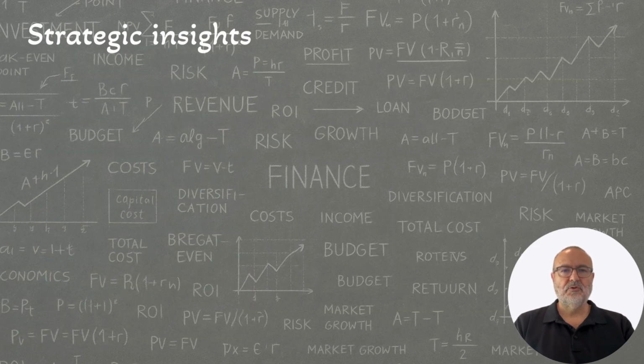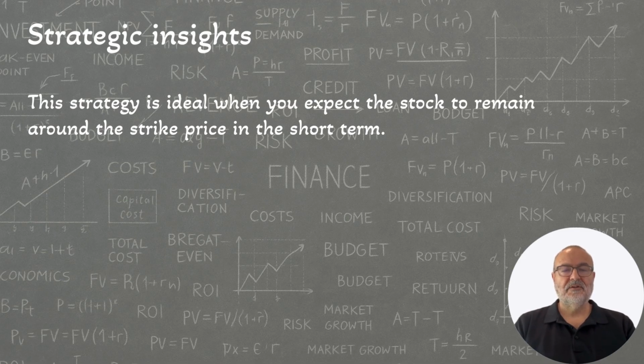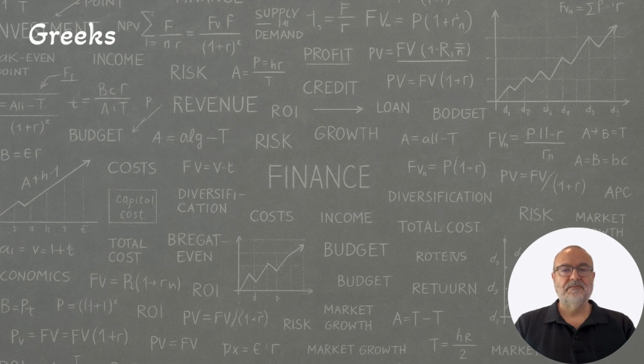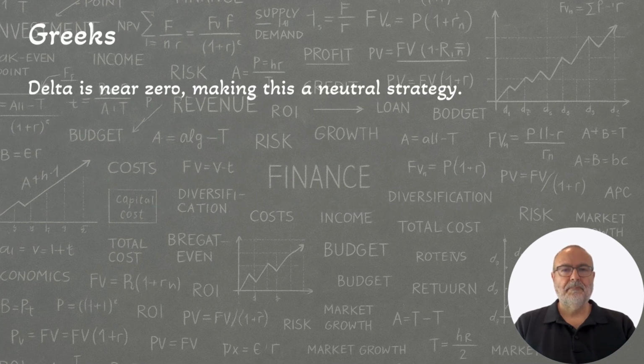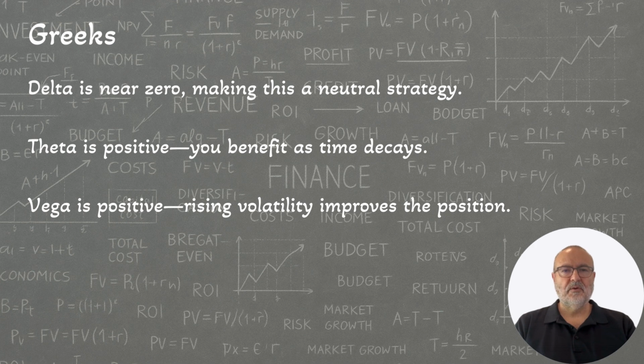So, when should you use a put calendar spread? This strategy is ideal when you expect the stock to remain around the strike price in the short term. It also benefits from rising implied volatility because the long-term option is more sensitive to volatility than the short-term option. From a Greek's perspective, delta is near zero, making this a neutral strategy. Theta is positive. You benefit as time decays. Vega is positive. Rising volatility improves the position. Traders often choose put calendars when they anticipate a stable market in the short term but uncertain or volatile conditions later.